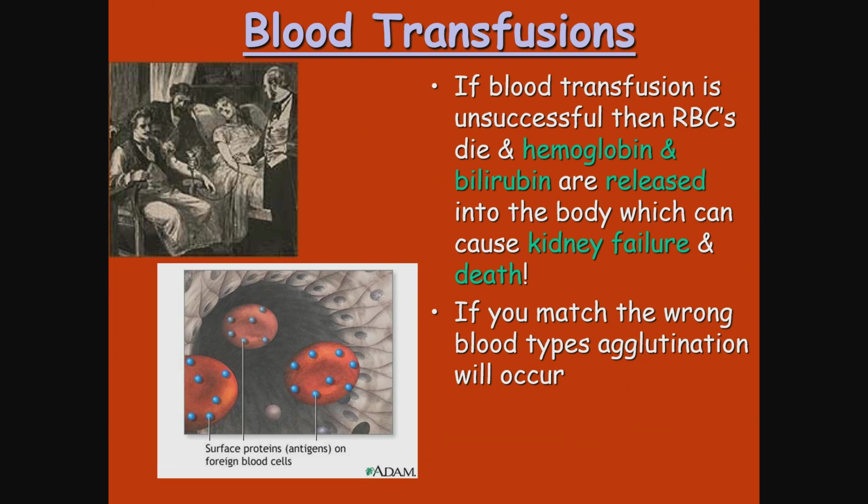If you match the wrong blood types, agglutination, do you remember what that means? Agglutination means clumping will occur. So they would just give anybody anybody's blood. They didn't actually know back in the day that these two people may not have the same blood type, or if the person lives, they think it's a miracle, but really they just happen to have the same blood type.